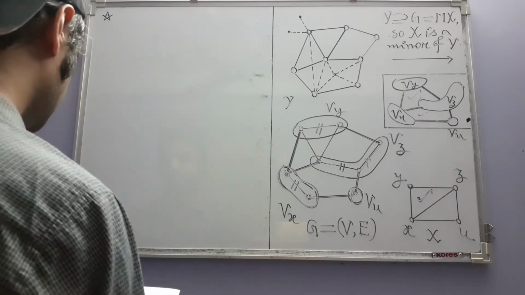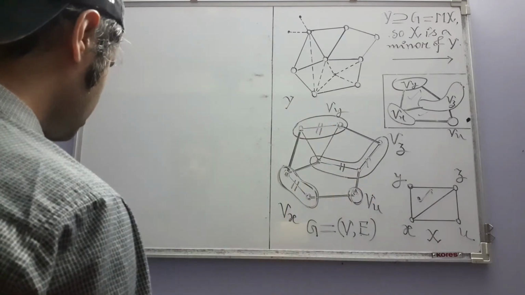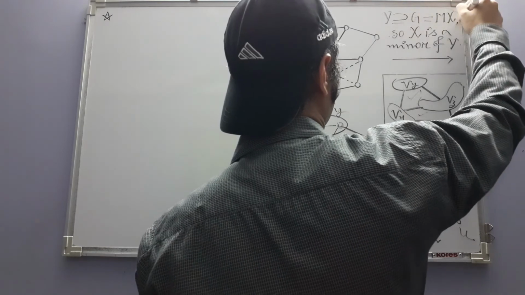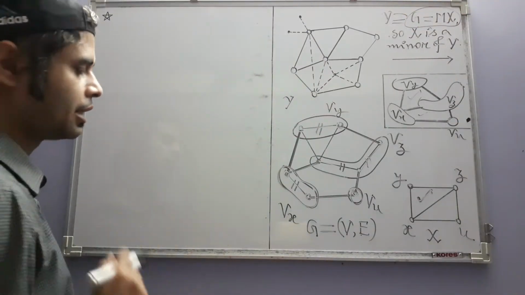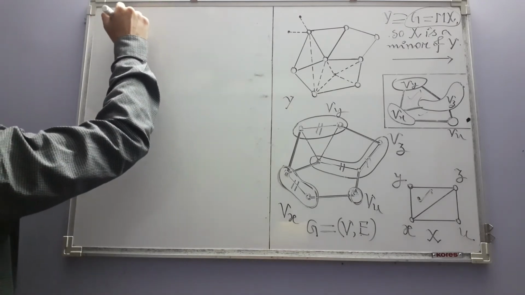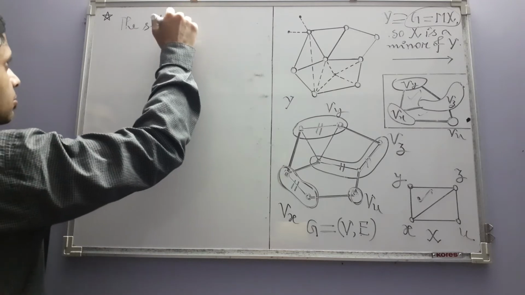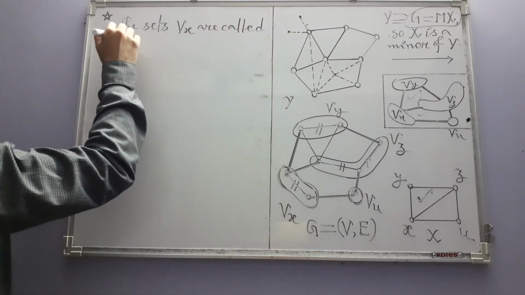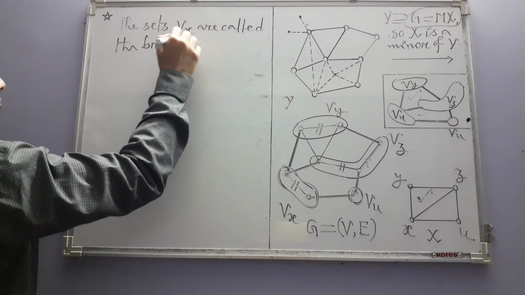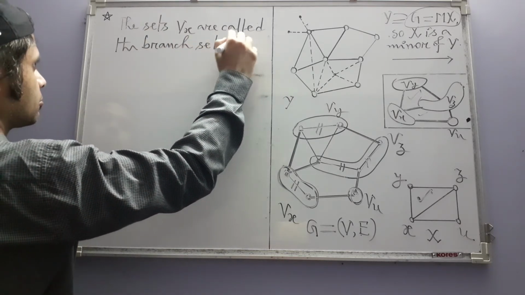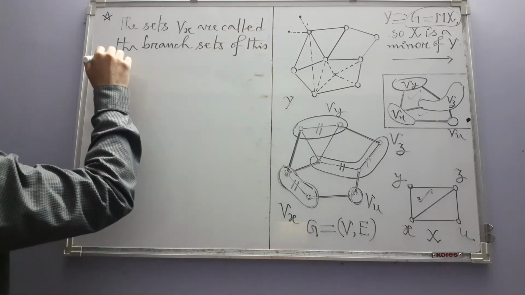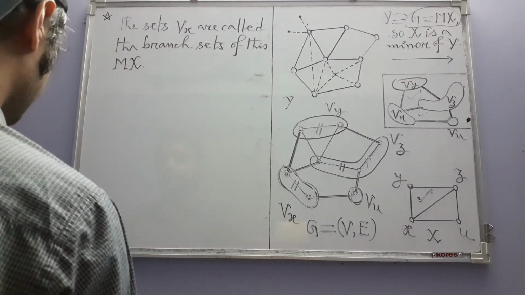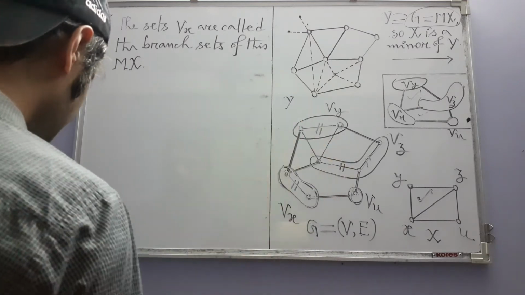Now these things have names. The sets Vx are called the branch sets of this Mx. G has now been identified as Mx, or that's what we are calling it. So the sets Vx are called the branch sets of this Mx. Intuitively, that's whatever we discussed right now here.